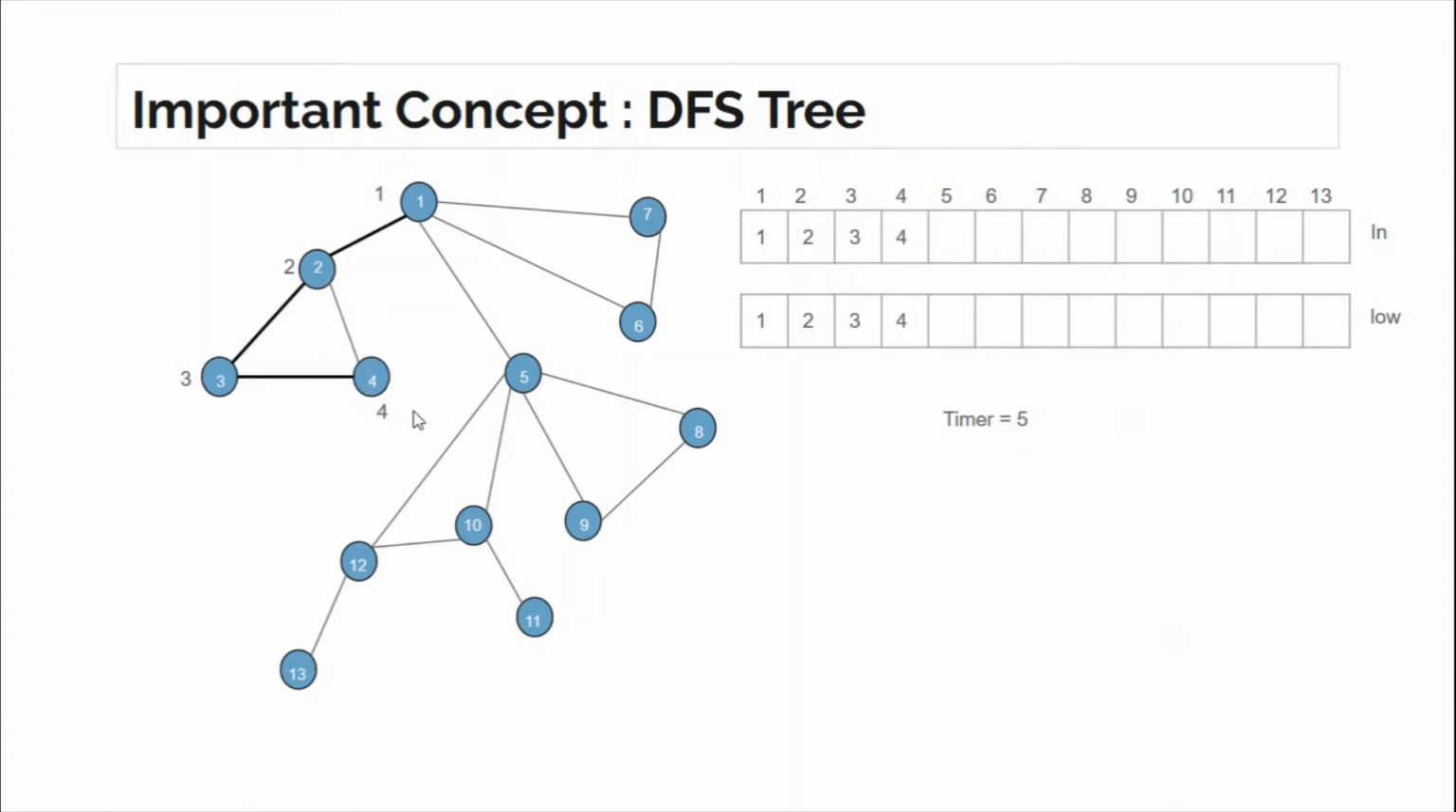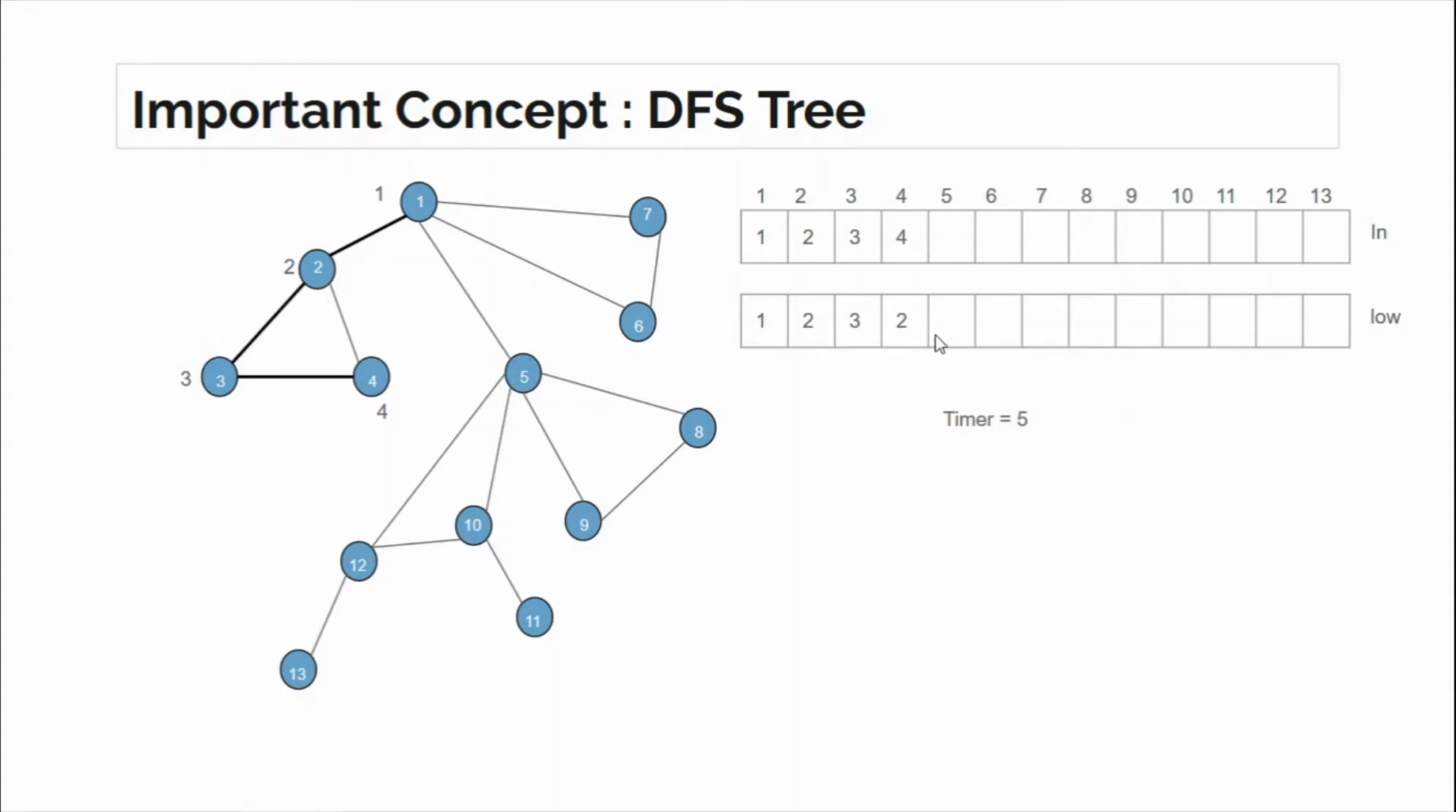Since this is a back edge, we would minimize the low time of node 4, because using this back edge node 4 can reach an ancestor, node 2. So low time of node 4 equals the minimum of low time of node 4 and in time of node 2, because node 4 is connected to node 2, and we minimize it by taking the in time of node 2. In time of node 2 is 2, so low time of node 4 would become 2. So now you see node 4, using some back edges, can reach node 2, whose in time was 2.